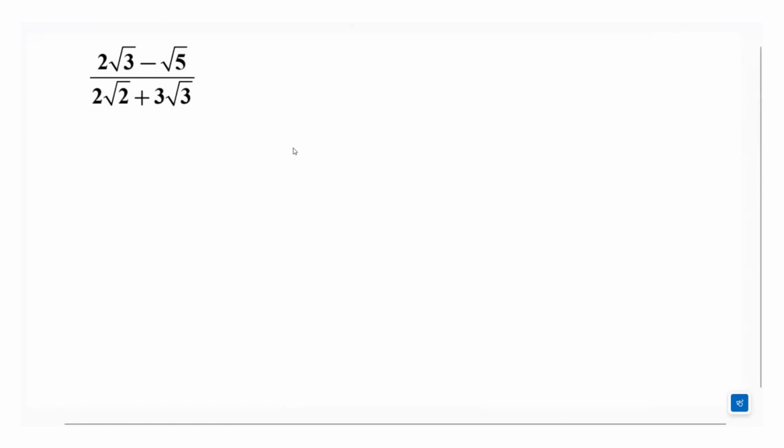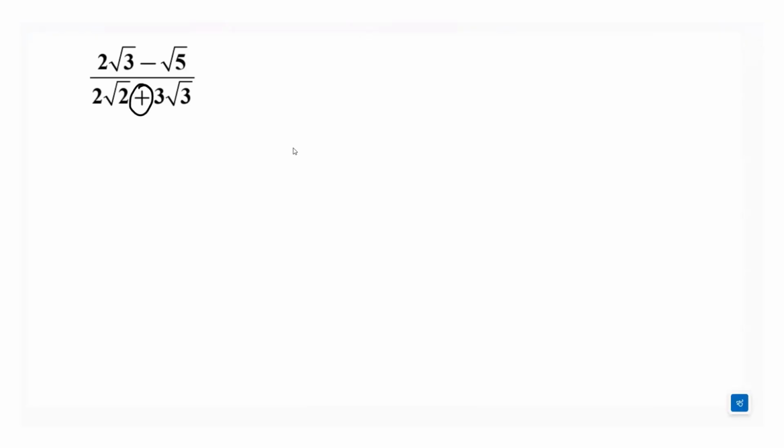Hello everyone, let's understand how to rationalize these sort of questions. To rationalize, we first have to change the sign of the denominator. If it is positive, we'll change it to negative. If it is negative, then we change it to positive, and then we multiply by whatever value we get after changing the sign.